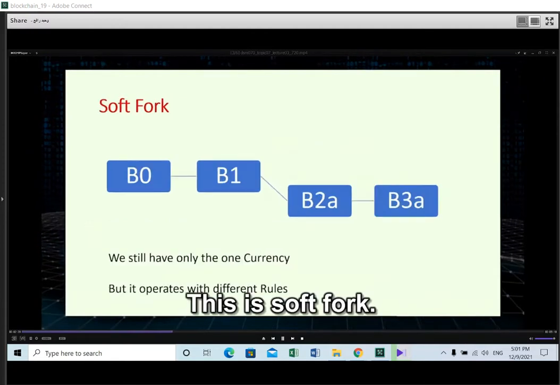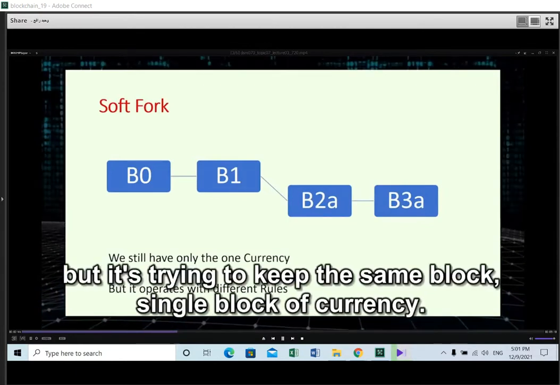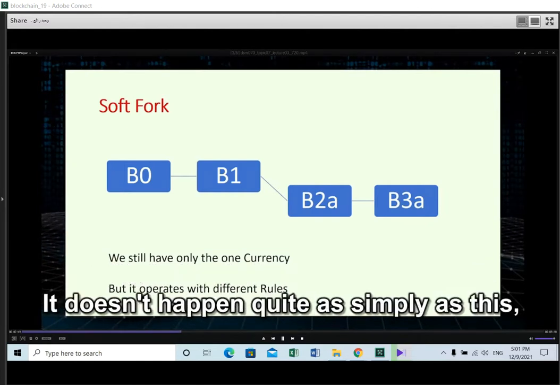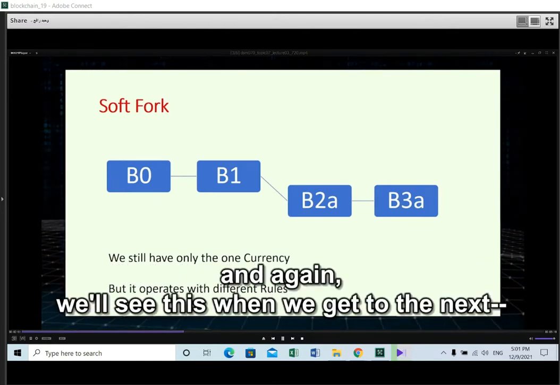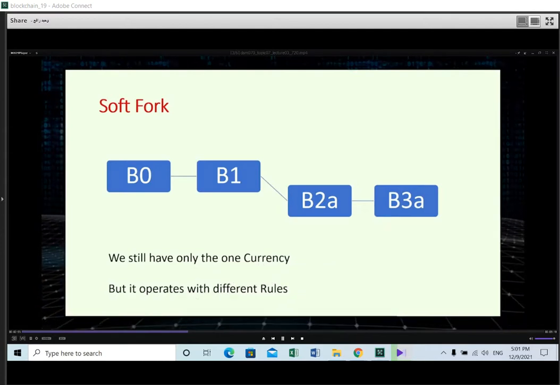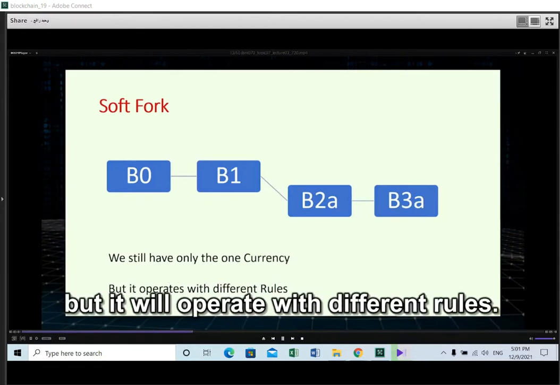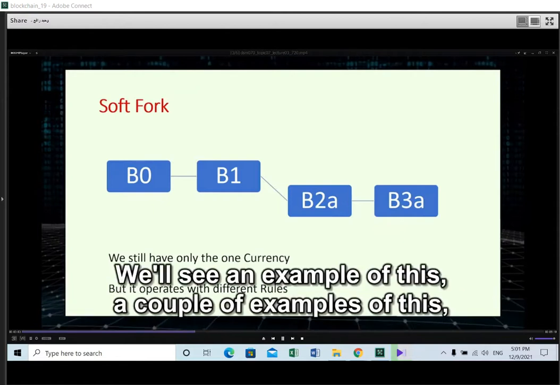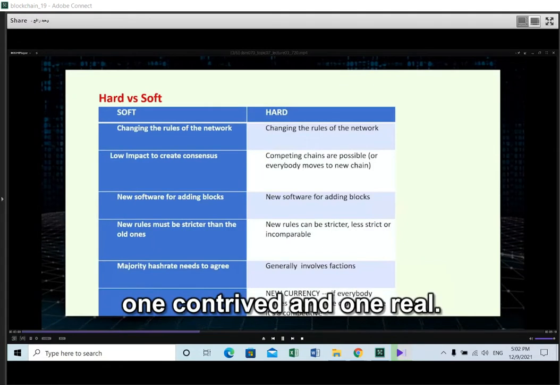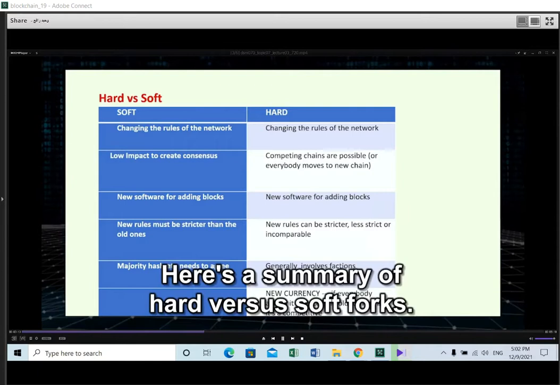This is a soft fork. It doesn't change direction, but it's trying to keep the same single block currency. It doesn't happen quite as simply as this, and again, we'll see this when I draw the pictures. But we'll still only have one currency, or whatever the blockchain is for, but it will operate with different rules. And we'll see a couple of examples of this, one contrived and one real.